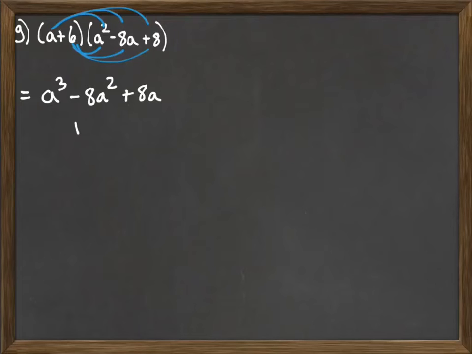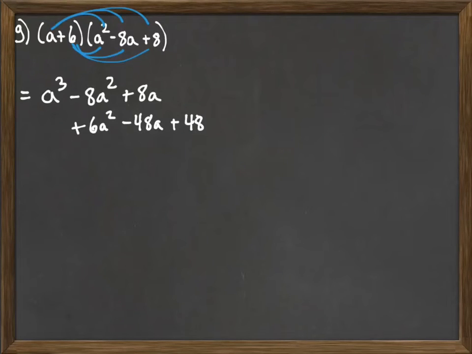6 times a squared will be plus 6a squared. And I match that up with its like term. And then 6 times minus 8a will be minus 48a. And then 6 times 8 will be plus 48.